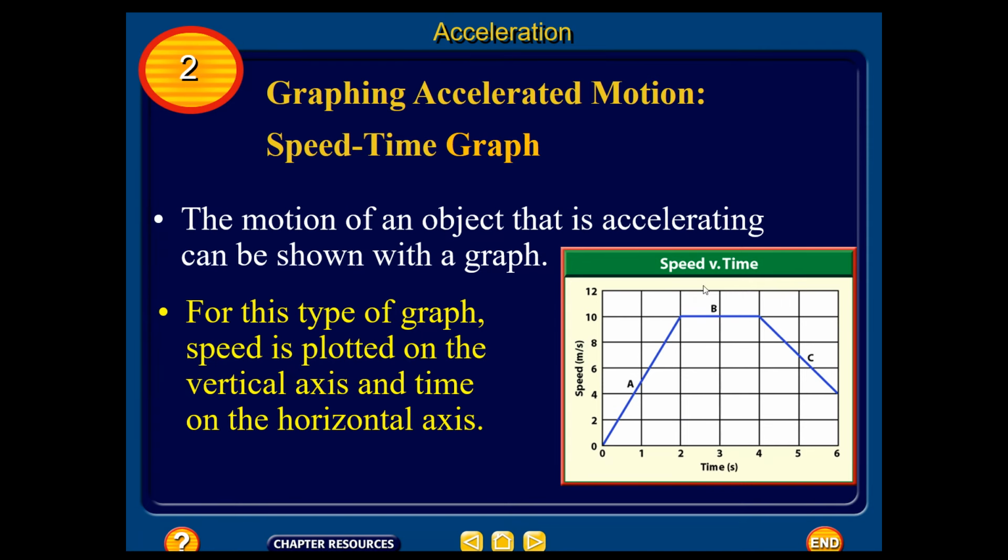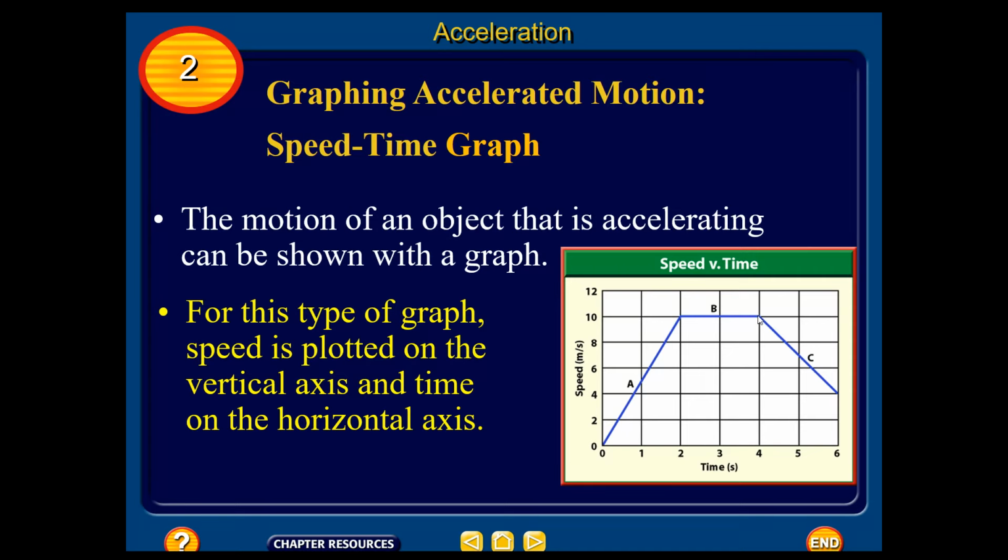On this type of graph, line A represents speeding up, which is also called positive acceleration. So an upward sloping line on this type of graph represents positive acceleration.